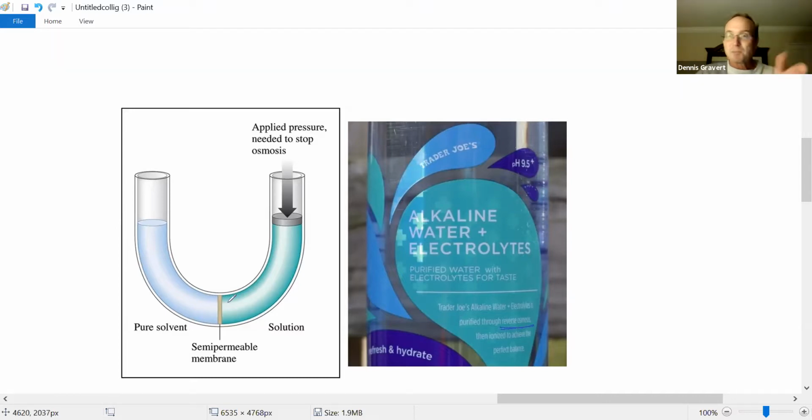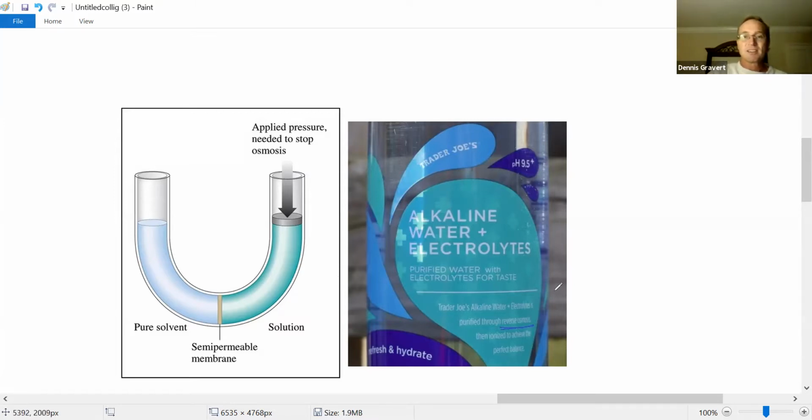Well, as long as you don't rupture the membrane or tear it, all the solutes have to stay over here, and only the water can pass through. And you're going in the opposite direction of osmosis. You're reversing osmosis, and you're actually generating pure water.